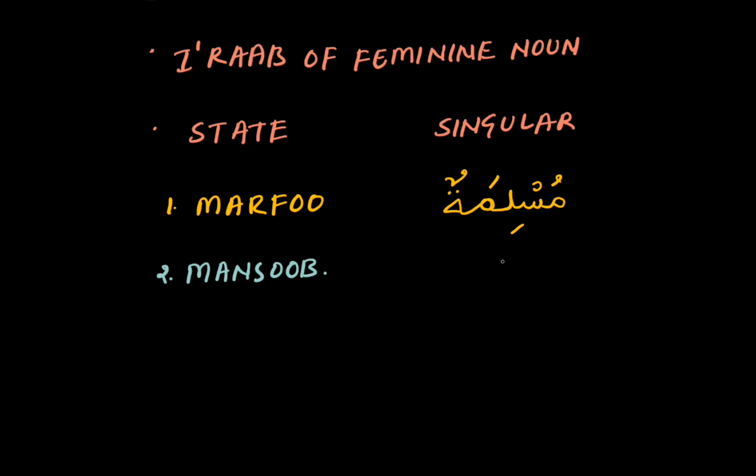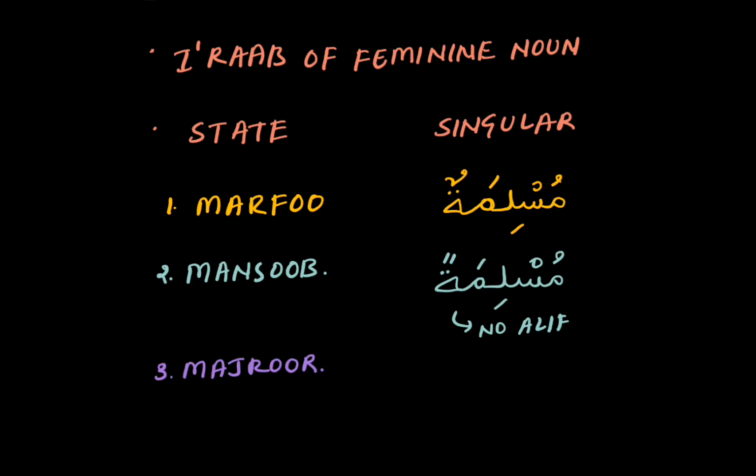Now the second state of the noun is the mansub form. In the mansub form, the example for the singular feminine noun is muslimatan. Here you can see at the end, the closed ta will have double fatha. In the masculine noun, the end of the noun will have double fatha with an alif. But in the feminine form, the closed ta will have double fatha, and there is no need of alif here.